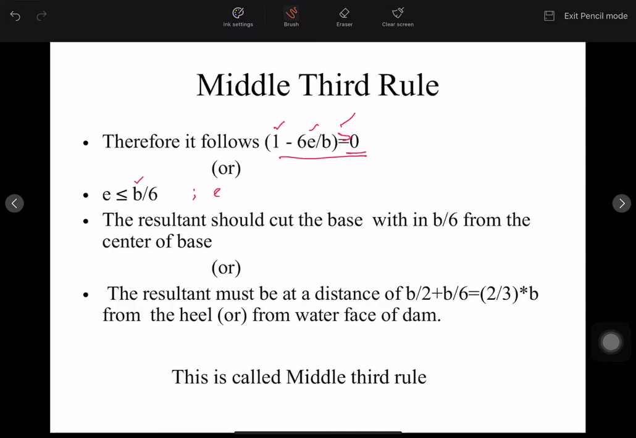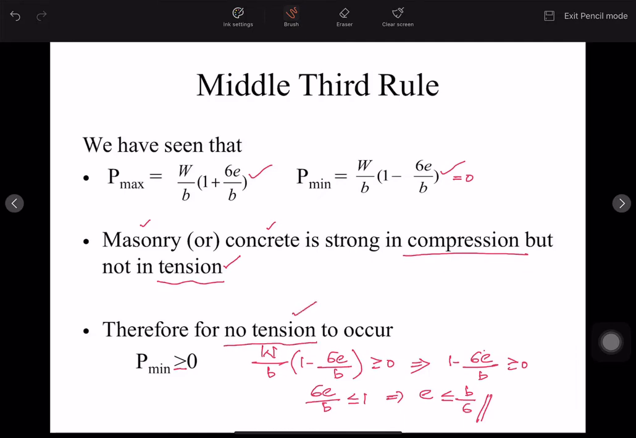Then what is e here? E is the eccentricity, right? And b is the bottom width of the dam. So that means the eccentricity, whatever it may be, should be less than or equal to 1/6 of the bottom width of the dam. If this condition is satisfied, there won't be any tension in the dam material.